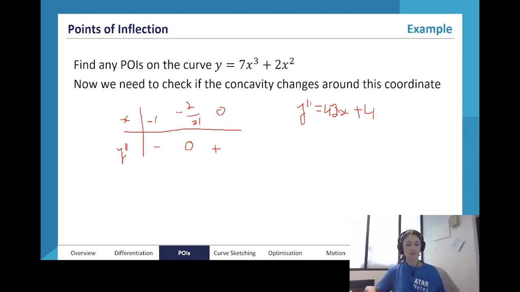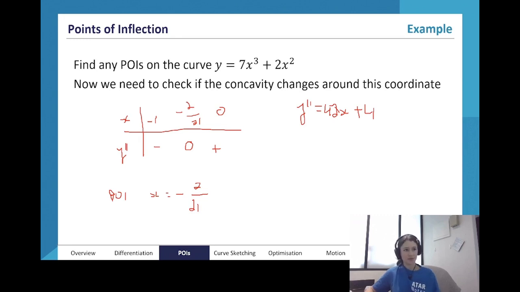So this tells us that this point, negative 2 on 21, is actually a point of inflection because both of our requirements are satisfied. So our point of inflection occurs at x equals negative 2 on 21.